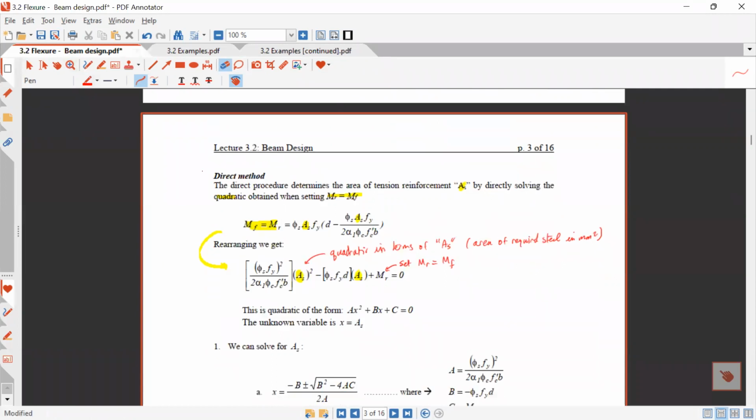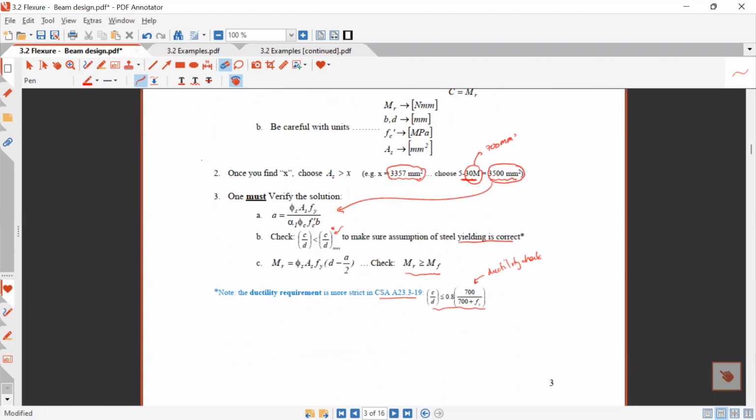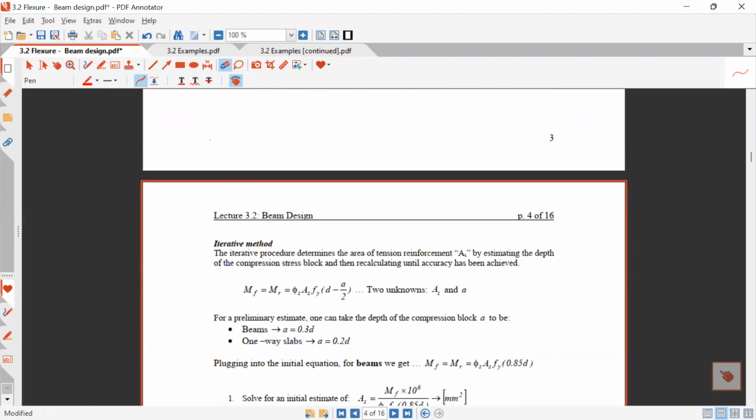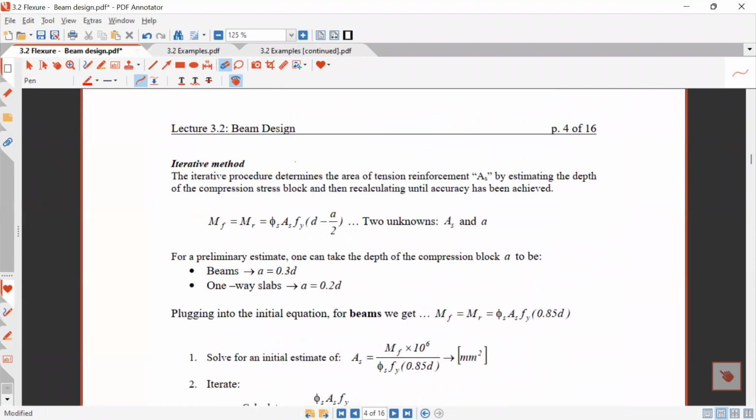All right, so we just covered the direct method. We directly solve the quadratic. It's good, but it takes a bit of time. There's another way, which is called the iterative method. The iterative procedure determines the area of tension reinforcement by estimating the depth of the compression stress block and then recalculating until accuracy has been achieved.